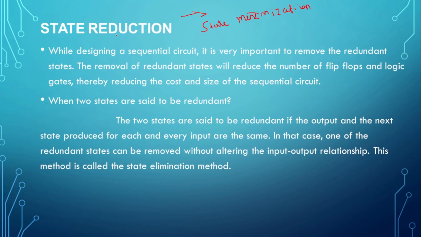What is meant by state reduction or state minimization? For example, if the state diagram is given with 8 or 9 present state variables, it is a very big diagram and we can't draw the logical circuit for that state diagram. So what is the procedure for state reduction or state minimization? If the state diagram is given, you need to convert this state diagram to a state table. Afterwards, you need to reduce that state table.